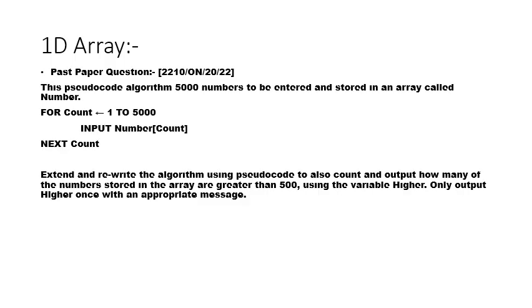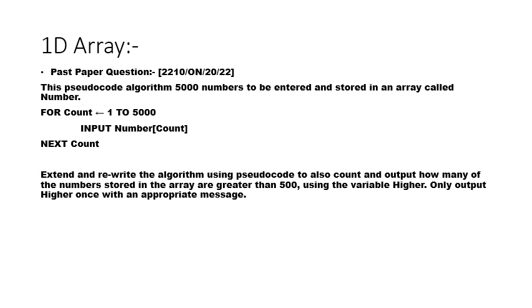Past paper question. The pseudocode algorithm has 5,000 numbers to be entered and stored in an array called number. For count to 5,000 input number. So in number, the count first will be 1, then it will repeat until it reaches 5,000. The question is, extend and rewrite the algorithm using pseudocode to also count and output how many of the numbers stored in the array are greater than 500.